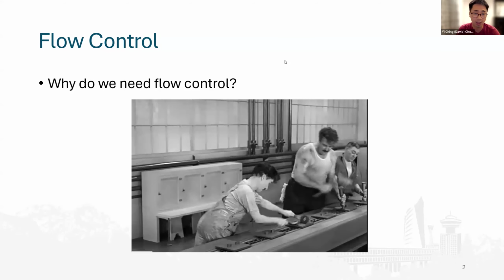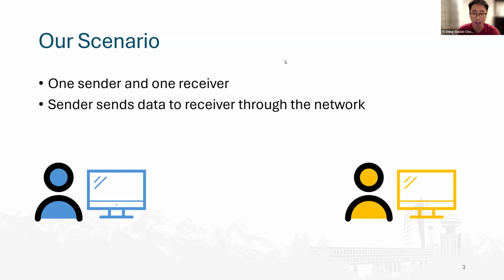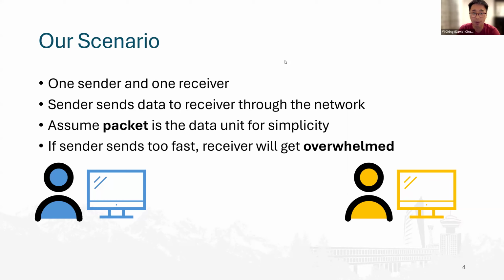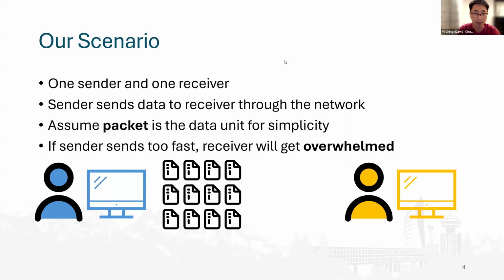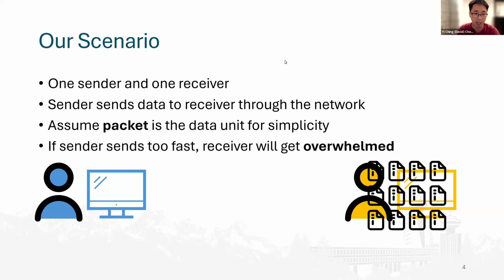Now, let's apply the same logic to our network scenario. In our network scenario, we have a sender and we have one receiver. The sender will send the data to the receiver through the network. And for simplicity, we will assume that a packet is the data unit here. For example, the sender will prepare one packet and then send it to the receiver through the network. If the sender sends too fast, the receiver will get overwhelmed. For example, if the sender prepares a lot of packets at once and sends all of them to the receiver, then the receiver may not have the capacity to process the data. So this will overwhelm the receiver.